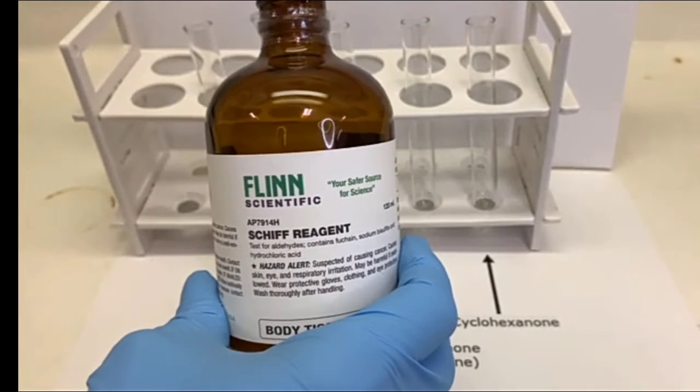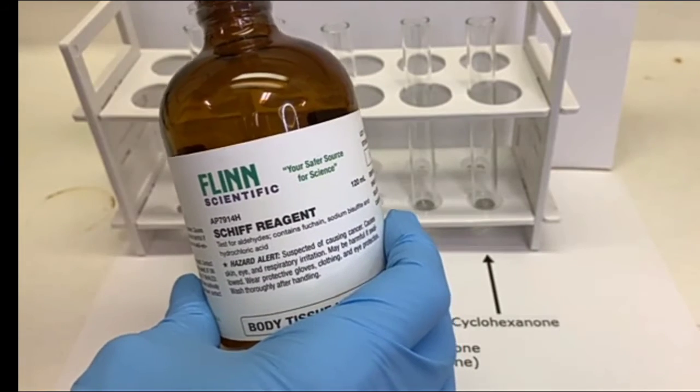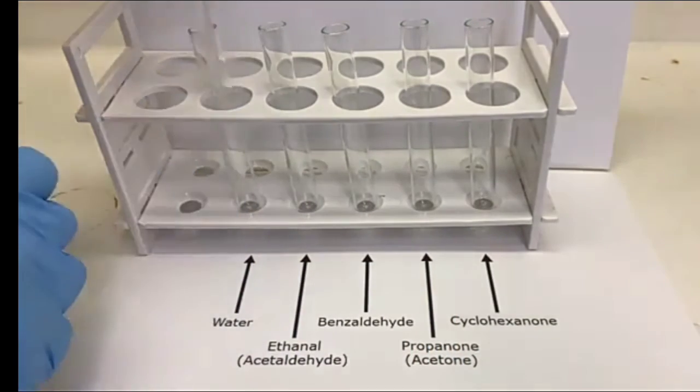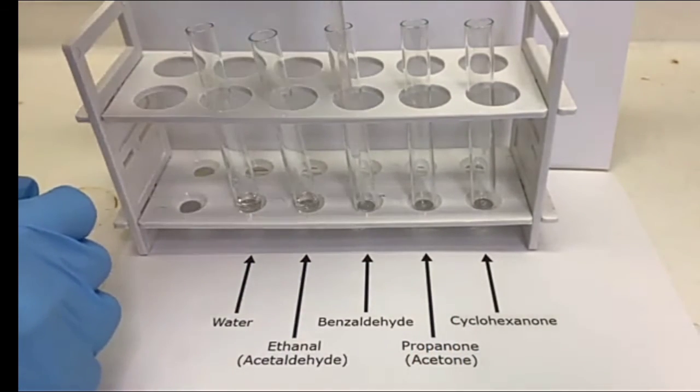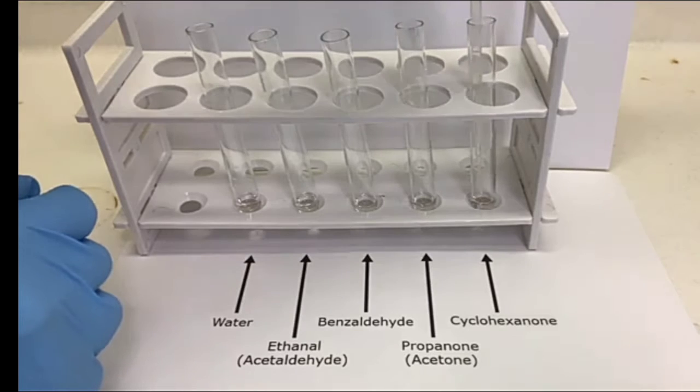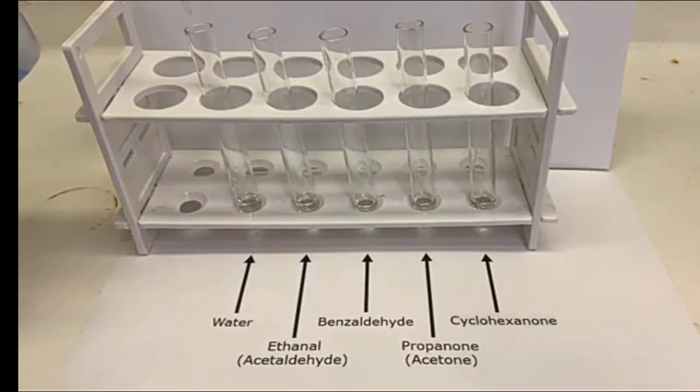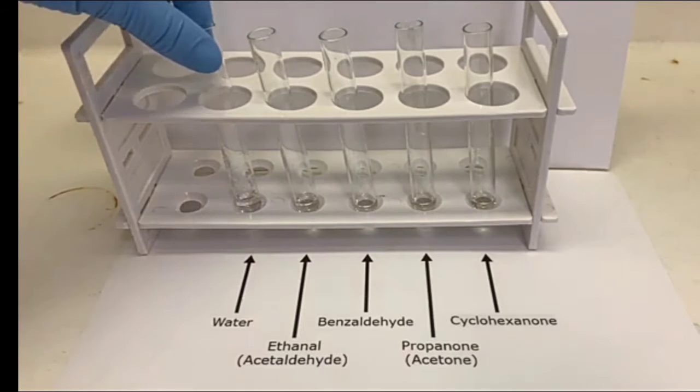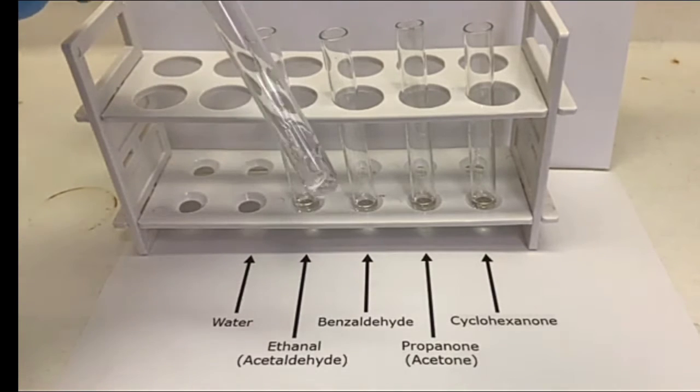So this is what our lab setup looks like. We're going to add about 1.5 milliliters of Schiff reagent to each of these 5 test tubes. Notice how the Schiff reagent is colorless. So what we're looking for is a bright, bold purple color that will indicate a positive test, which shows us that we have an aldehyde.